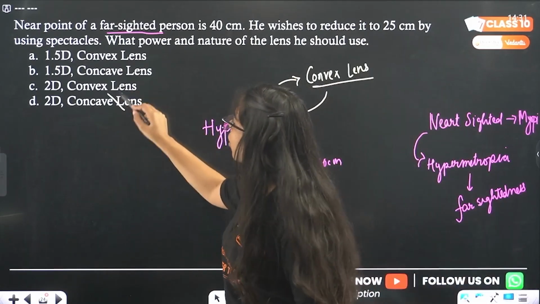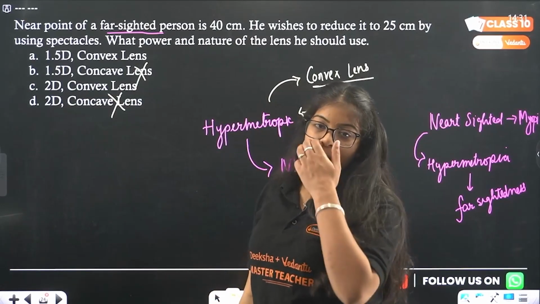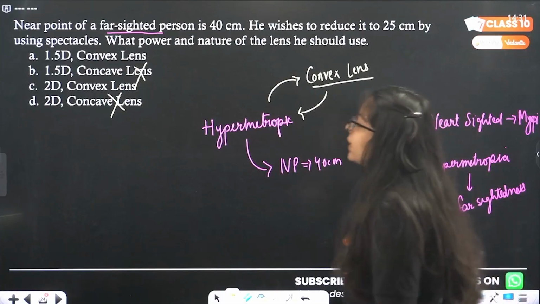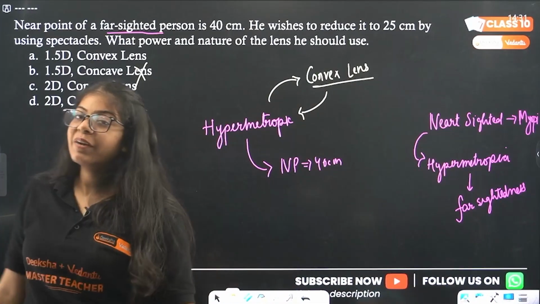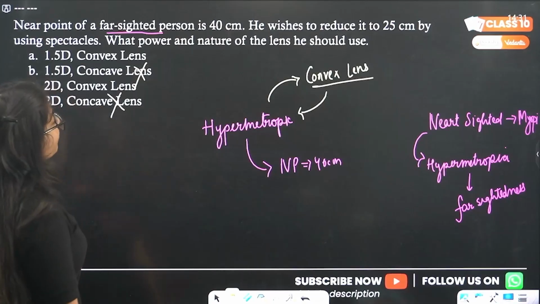So this is wrong and this is wrong. It's either the first option or the C option, right? Now, we need to find the power. How will we find the power? We studied the power formula, 1 by focal length, right? How will we find the focal length?